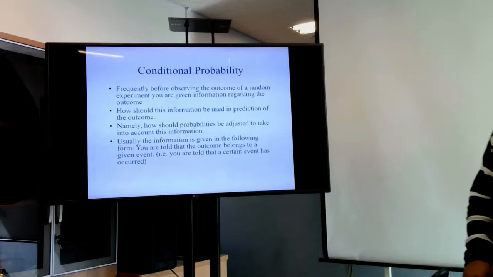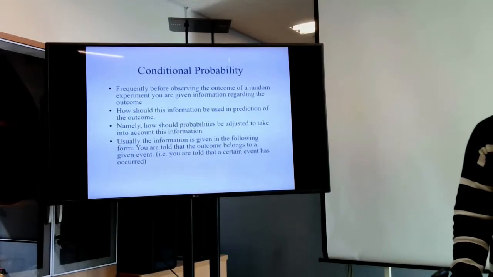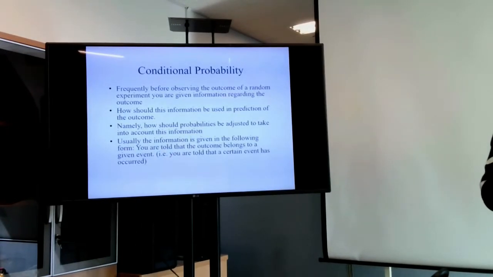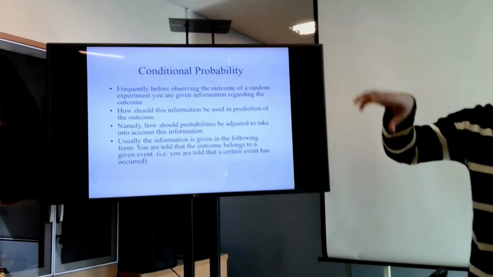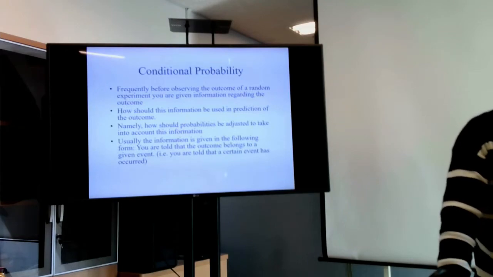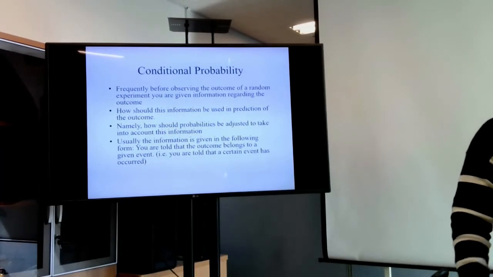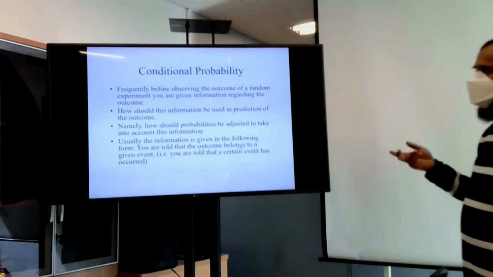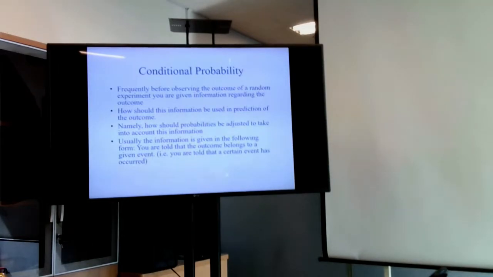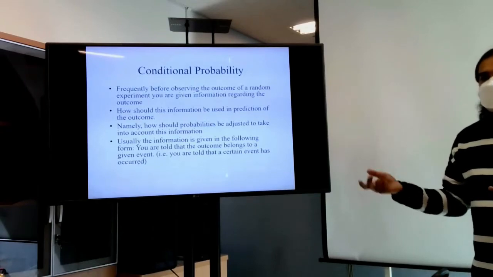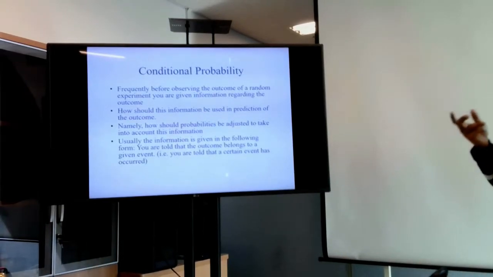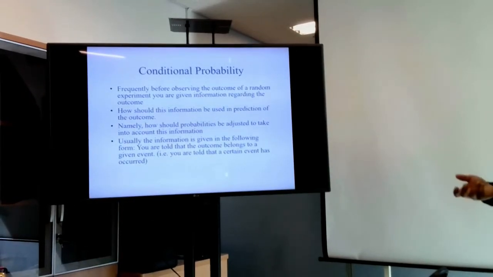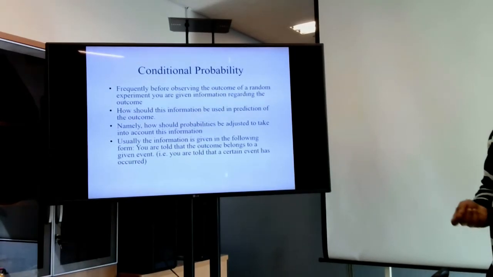And before that you are observing. So what is the probability of study, conditioned on the fact that you have already been given all the contents of the book? Now what is the probability of what you will study? So frequently, before observing the outcome, you are given information regarding the outcome. How should this information be used in prediction of the outcome? How should the probabilities be adjusted to take into account this information?